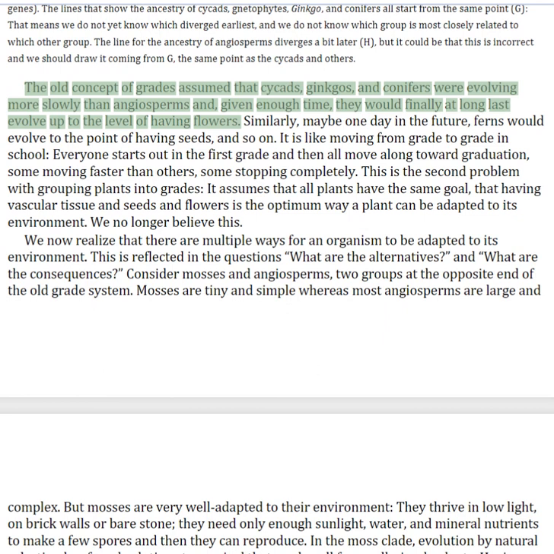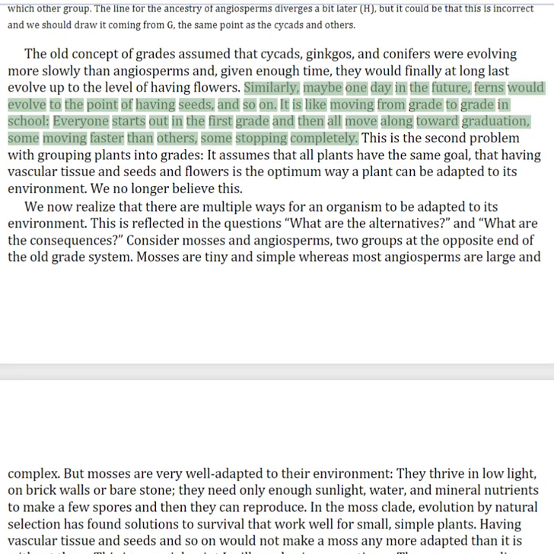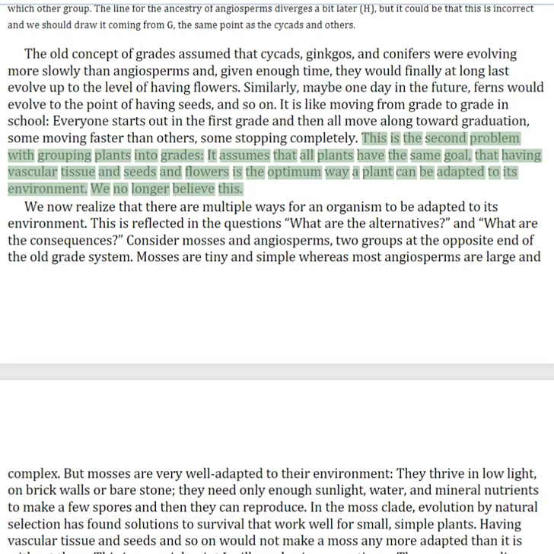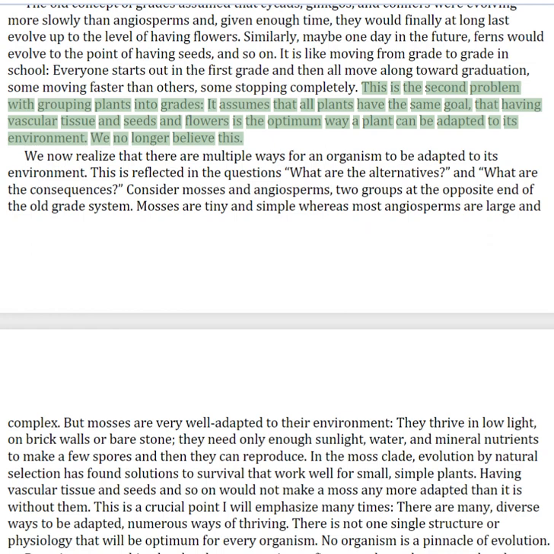The old concept of grades assumed that cycads, ginkgos, and conifers were evolving more slowly than angiosperms and, given enough time, they would finally at long last evolve up to the level of having flowers. Similarly, maybe one day in the future, ferns would evolve to the point of having seeds, and so on. It is like moving from grade to grade in school. Everyone starts out in the first grade and then all move along toward graduation, some moving faster than others, some stopping completely. This is the second problem with grouping plants into grades.